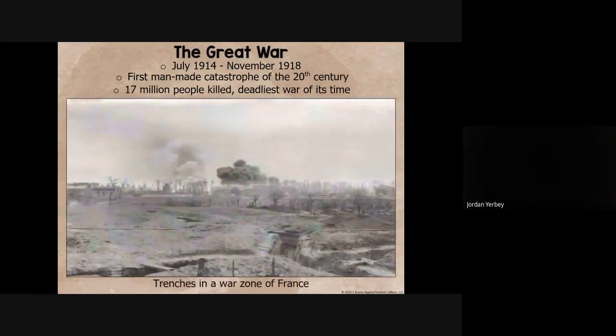And here is a great example of the devastation that took place during this war. You can kind of see the trenches in a war zone of France, and we're going to talk more about the trenches a little bit later on. But those are some stats and statistics that can show you exactly when the war started and give you an idea of what's going on.